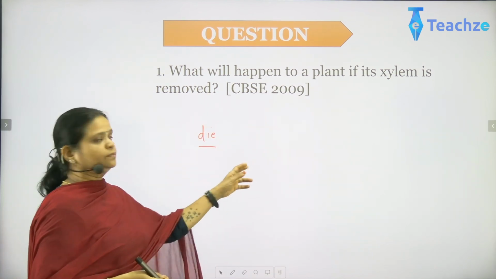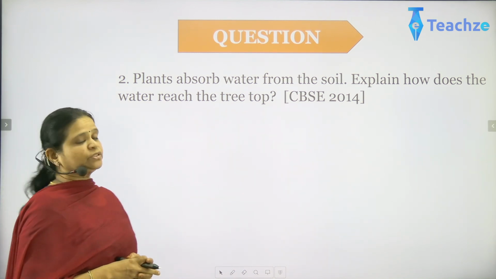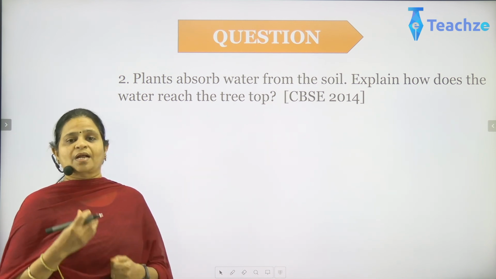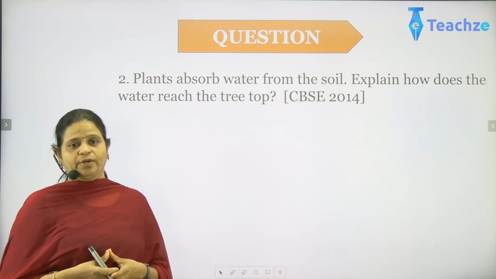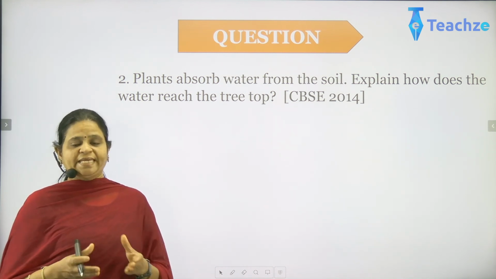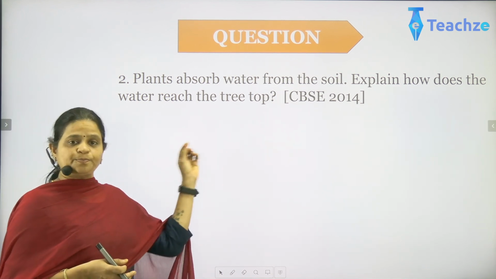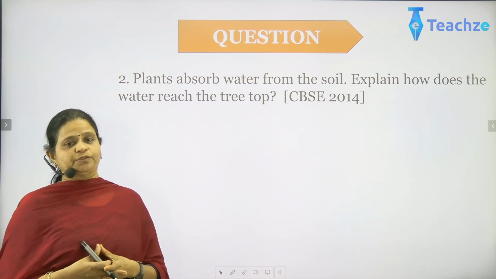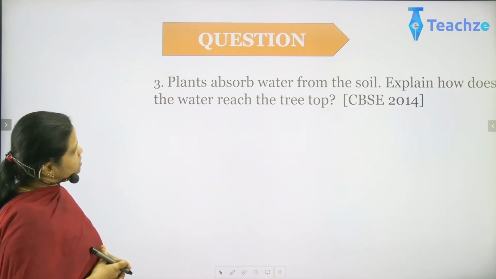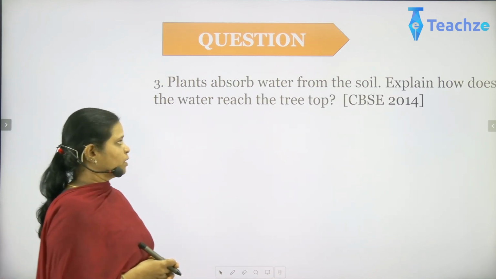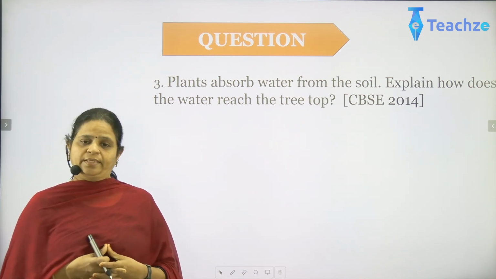Now coming to the next question. Plants absorb water from the soil, explain how the water reaches the tree top. Now this we understood through the transpirational pull theory. And how is water absorbed from the soil? It is absorbed first initially through osmosis, and then next comes the transpirational pull theory to explain this particular transportation of water to the tree top. Now coming to the last question here, it's the same question. So it is also through the transpirational pull theory.